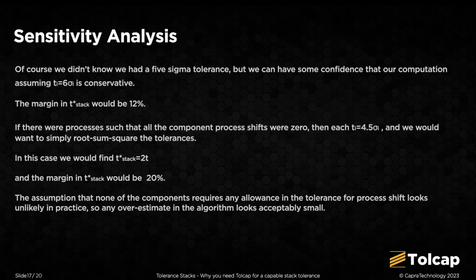If there were processes such that all the component process shifts were 0, then each tolerance would be just 4.5 sigma, and we want to simply root sum square the tolerances. In this case, we'd find that the stack tolerance is pretty straightforwardly twice the component tolerance, and the margin in the tolerance stack from our original calculation would be 20%. But the assumption that none of the components requires any allowance in the tolerance for process shift looks unlikely in practice, so any overestimate in the algorithm looks acceptably small.